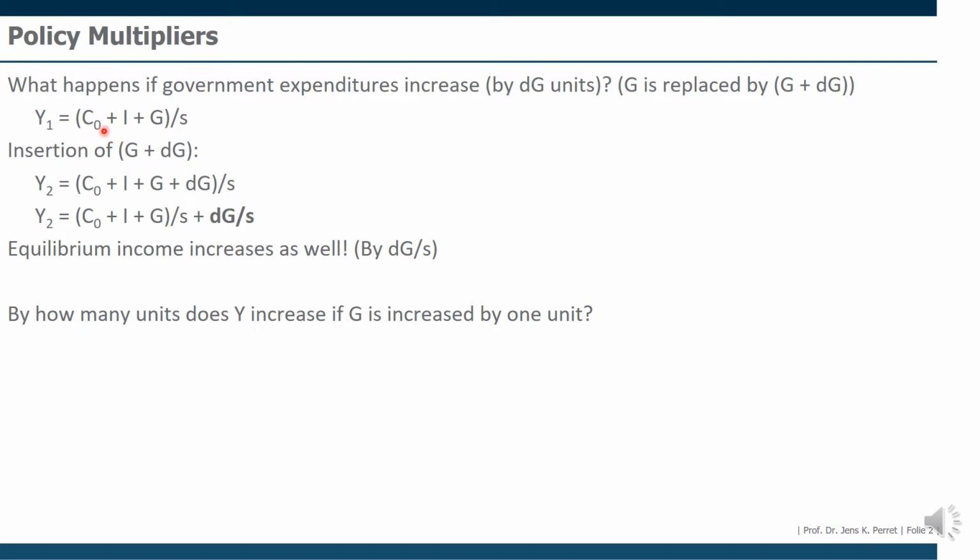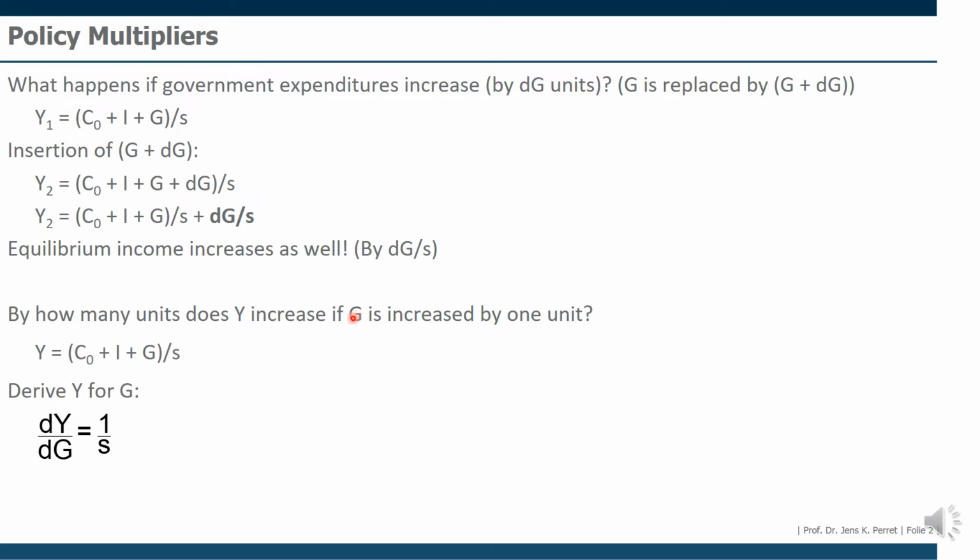So we simply take this equation and get the first derivative of this function for G. We derive y for G. This gives us the multiplier dy by dG. That's actually the government expenditure multiplier. Which effect does government spending have on GDP? And the answer is 1 divided by the savings rate.